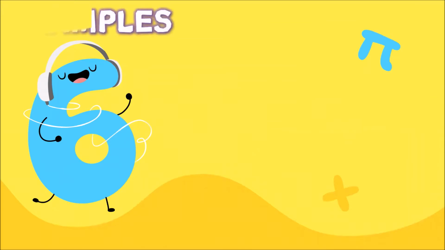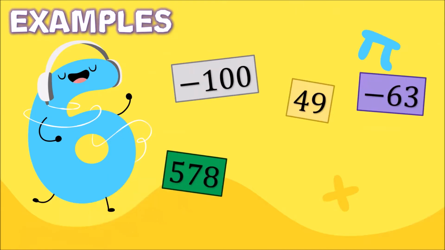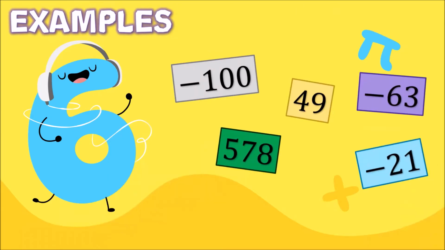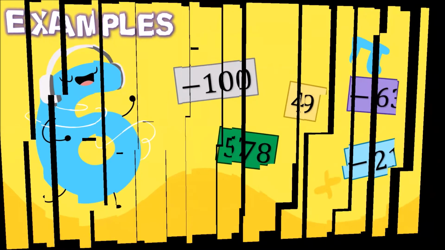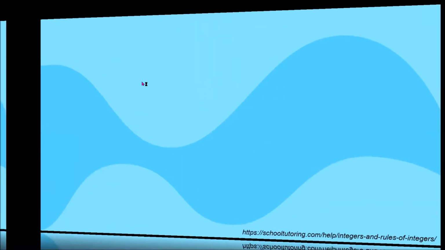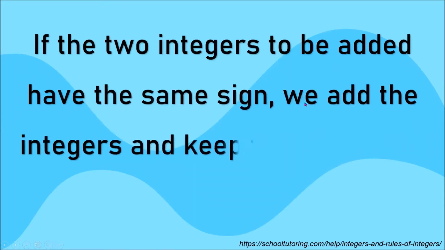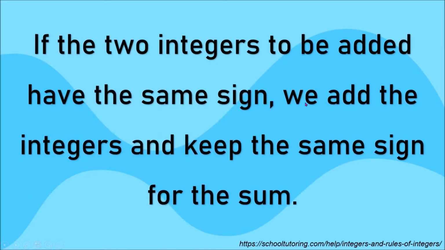Examples of integers. We have -100, 49, -63, 578, and -21. So now, let's proceed in adding. So our rule, if the two integers to be added have the same sign, we add the integers and keep the same sign for the sum.